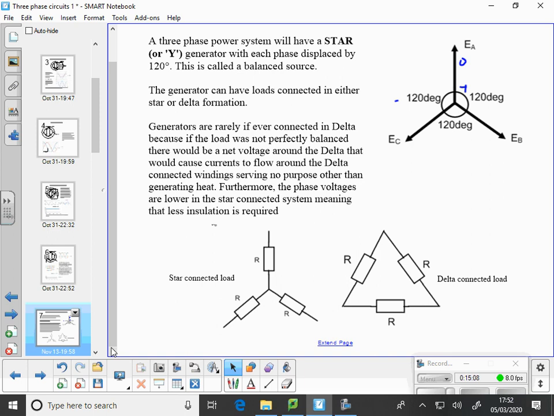I've got a note there about generators rarely, if ever, being connected in delta, because the load might not be balanced. Furthermore, the phase voltages are lower in a star connected system, meaning less insulation is required. A lot of your high voltage delta system transmitting around the country is bare conductors anyway. If you get a lower voltage between lines in star, then you don't need so much insulation to keep them separate.